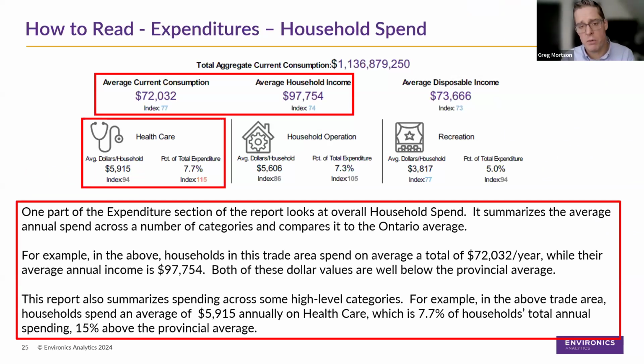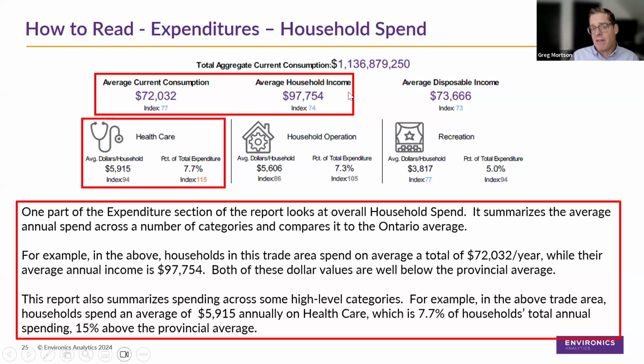Another section of the report that will be interesting for folks on the call here is household spend. So we have the annual amount on average that households spend. We call that consumption in total. And you can see that in the top left here, $72,032. That's how much on average households spend within a given year. The index is 77, so that's quite a bit lower than the provincial average.